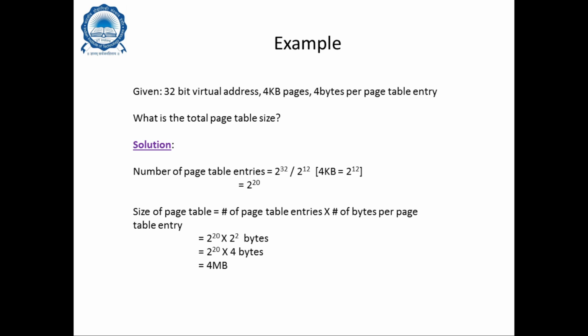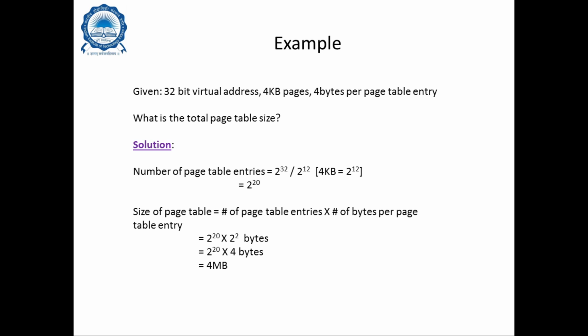Okay, now let's do a small example. Let's say that you are given a 32-bit virtual address and a 4 KB page. This is basically the page size I'm talking of, 4 KB page size, and you have 4 bytes per page table entry.